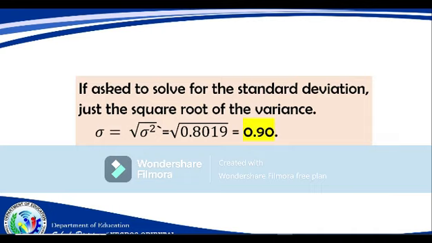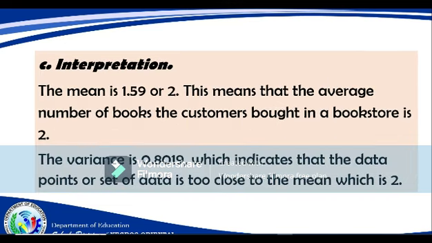Okay, if asked to solve for the standard deviation, it is just the square root of the variance. You have this is your variance, then the standard deviation would be the square root of this. Square root of 0.8019 is 0.90. So that would be our standard deviation. Now, for interpretation in letter C, you will say the mean is 1.59 or 2. This means that the average number of books the customer bought in a bookstore is 2. Now, the variance is 0.8019, which indicates that the set of data is close to the mean, which is 2.